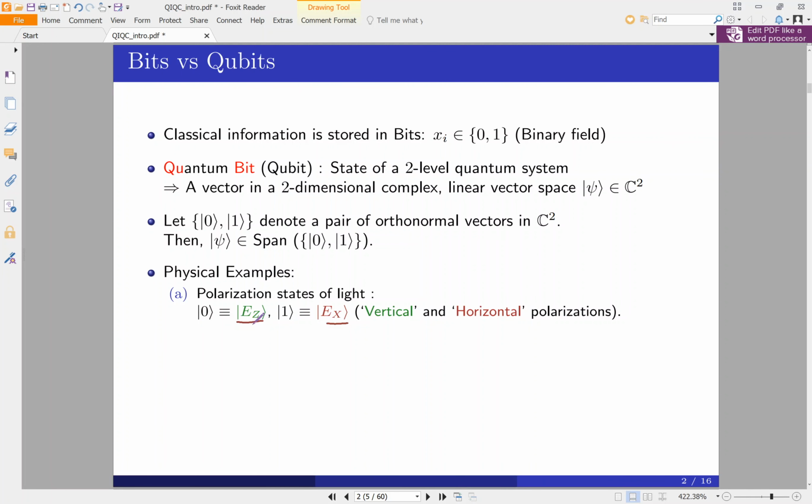So if I denote my Z polarization state as a ket0 and my X polarization state as a ket1, then you've already seen that this is a pair of orthogonal states. They span a two-dimensional complex linear vector space. So this is a valid realization of a qubit. Commonly, the Z is often called the vertical polarization and the X is often referred to as the horizontal polarization. The polarization qubit was one of the earliest realizations of a qubit, and till today this is the most preferred implementation for quantum communication purposes.